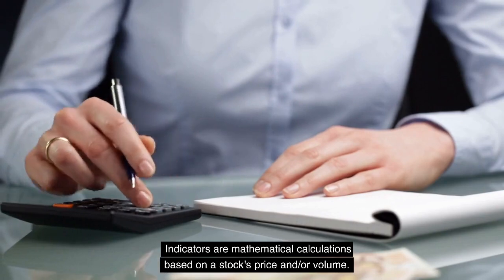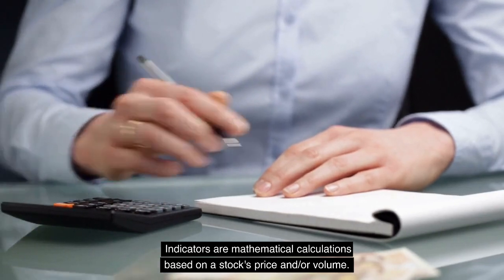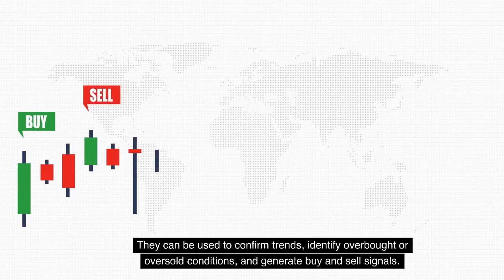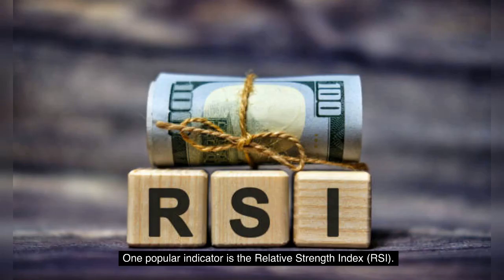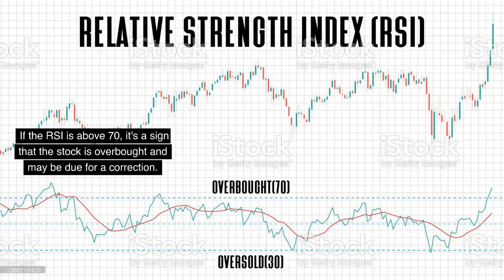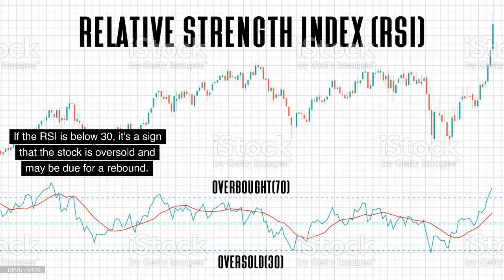Indicators are mathematical calculations based on a stock's price and/or volume. They can be used to confirm trends, identify overbought or oversold conditions, and generate buy and sell signals. One popular indicator is the Relative Strength Index, RSI. The RSI measures the strength of a stock's price action by comparing the average gains and losses over a set period of time. If the RSI is above 70, it's a sign that the stock is overbought and may be due for a correction. If the RSI is below 30, it's a sign that the stock is oversold and may be due for a rebound.